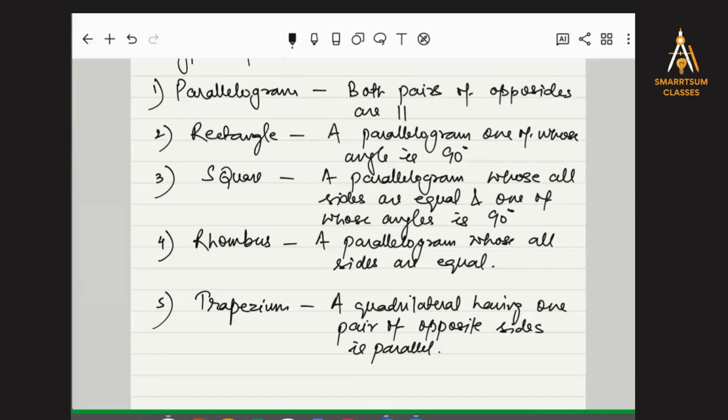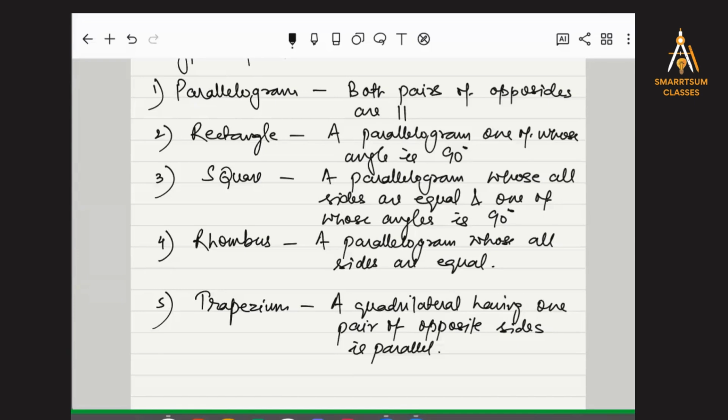See, if you have any quadrilateral and one pair of opposite sides is parallel, it can be referred to as a trapezium. It can have more than that, but not less than that. A parallelogram has both pairs of opposite sides parallel. It is a trapezium. So a parallelogram is a special case of a trapezium. One pair is parallel, right? So that is the only condition for a quadrilateral to be a trapezium.